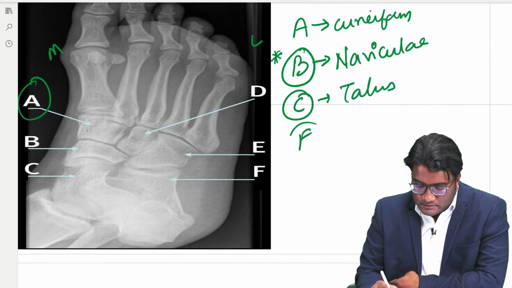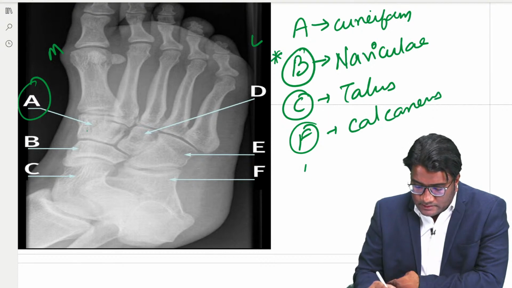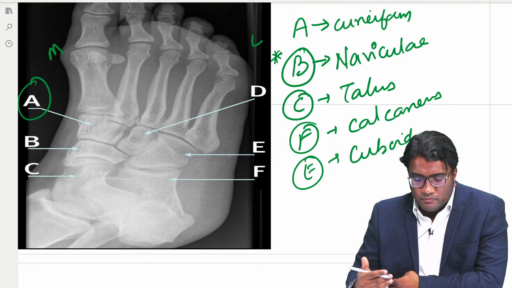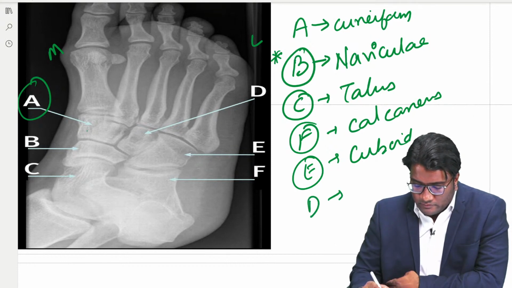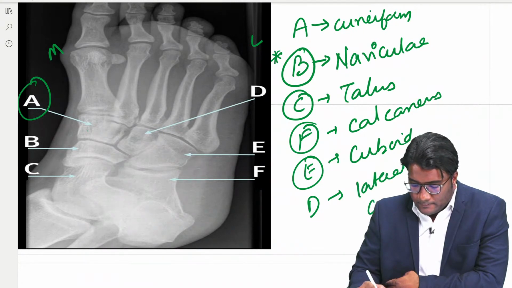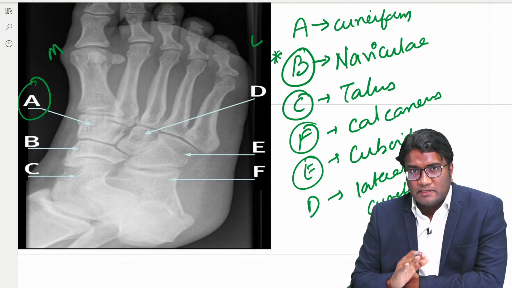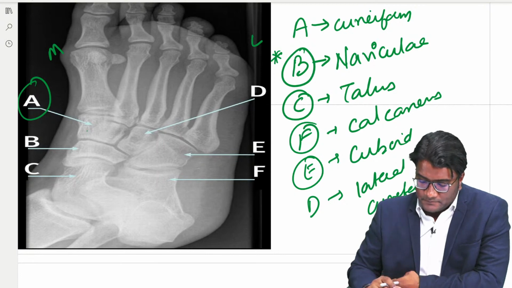F is calcaneus. And what is anterior to calcaneus? E is cuboid. So that is how you have your bones there. And D is also a cuneiform, the lateral cuneiform. So that is how you have your tarsal bones that are seen on a foot radiograph. Are you clear? Yeah. E is cuboid.